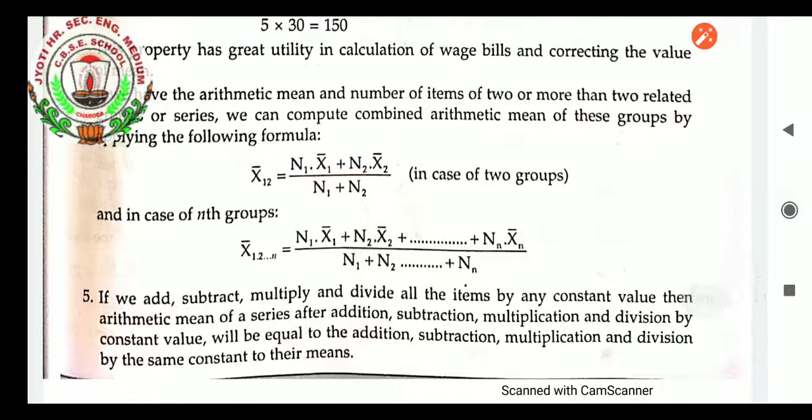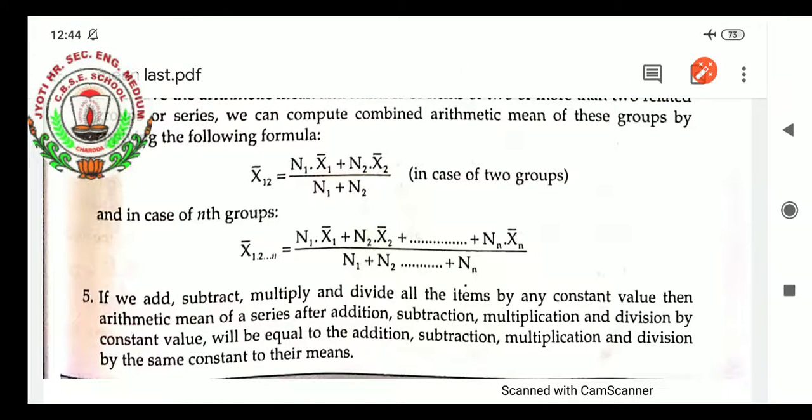Mean 12 equals (n1 times mean 1 plus n2 times mean 2) divided by (n1 plus n2) in case of 2 groups. In case of n groups, the same formula will continue with n3 mean 3 plus n4 mean 4, and likewise it will continue, and in the denominator also n1 will be added up that many times. Okay.